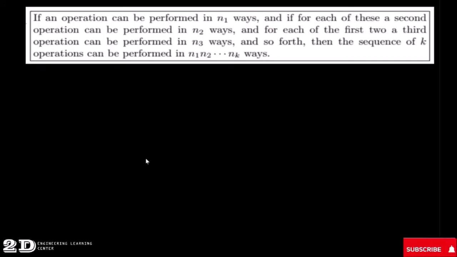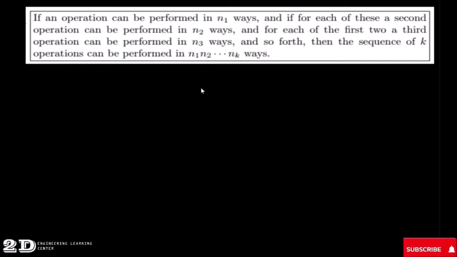Okay, so next, now we have another rule. If an operation can be performed in n sub 1 ways, and if for each of these a second operation can be performed in n sub 2 ways, and for each of the first two a third operation can be performed in n sub 3 ways, and so forth, then the sequence of operations can be performed in n sub 1 times n sub 2 times ... times n sub k ways.